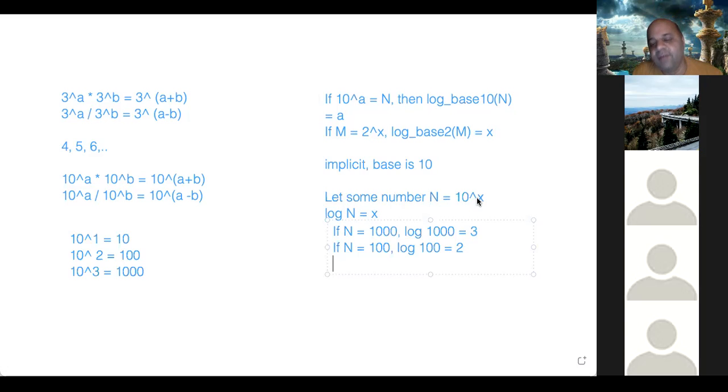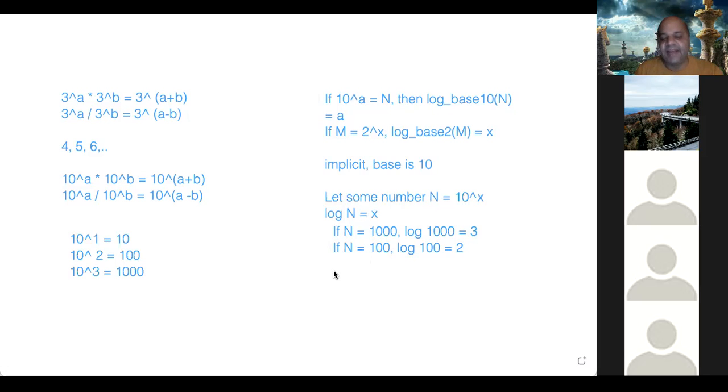And the other way around. If log of n is equal to x, then n is equal to 10 raised to x. It is just a way of writing. So given n is equal to 10 raised to x, now I can ask you what is x. Given n, you can find x, and given x, you can find n, because 10 is fixed. Does it make sense? Yes.